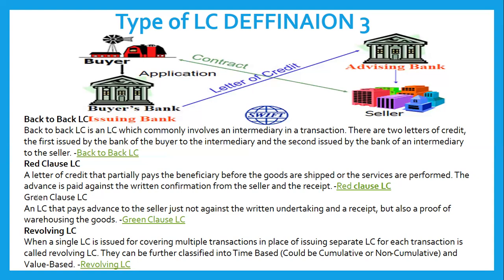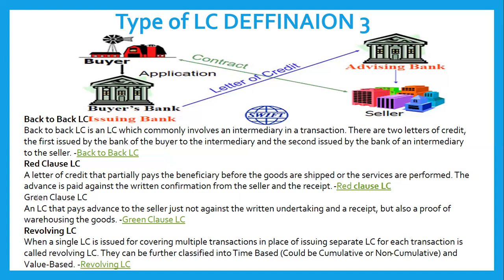For example, a single LC which covers multiple transactions in place of issuing separate LCs. For example, you are a regular supplier of some goods to a specific buyer. In such a case you know the forecast for the next 6 months, so for that you can open one single LC for the multiple transactions. There is no need to pay charges and other expenses again and again. So in such cases the revolving LC helps.